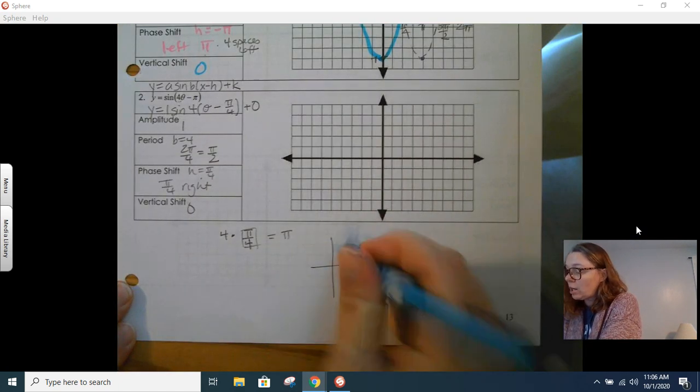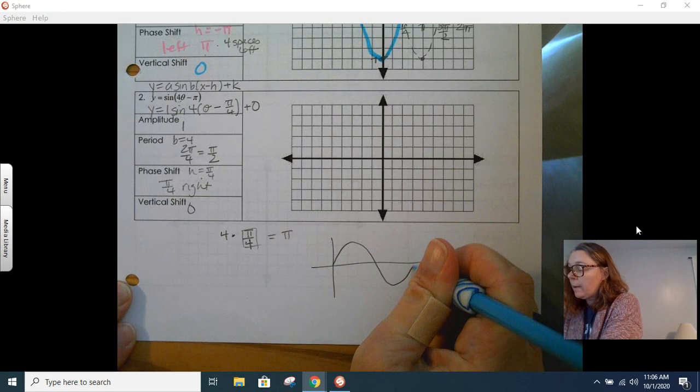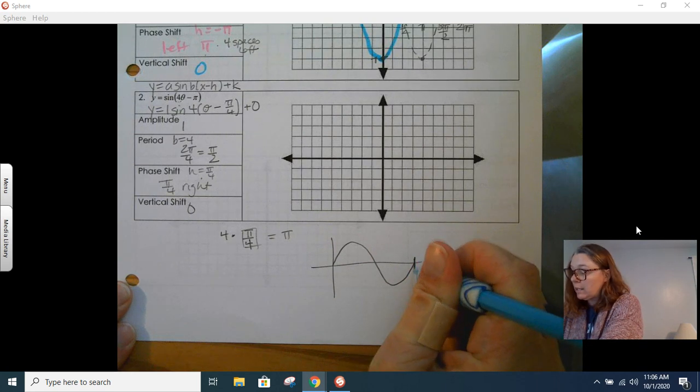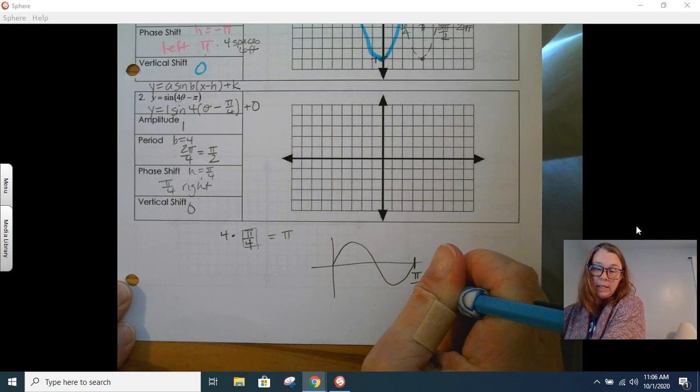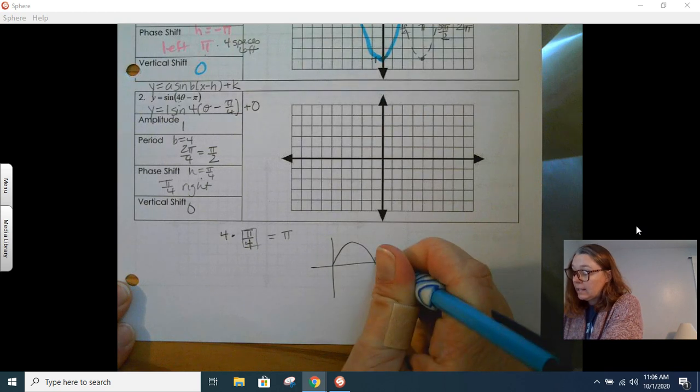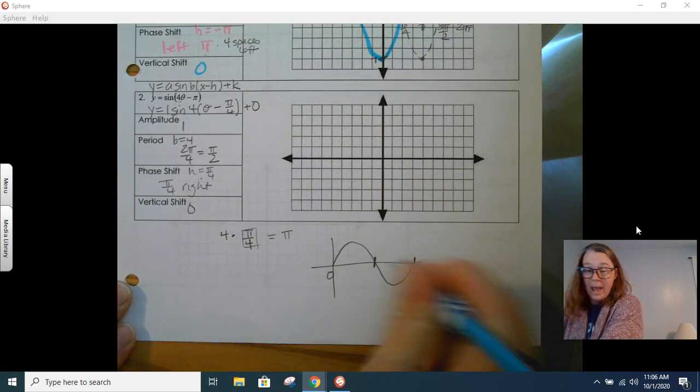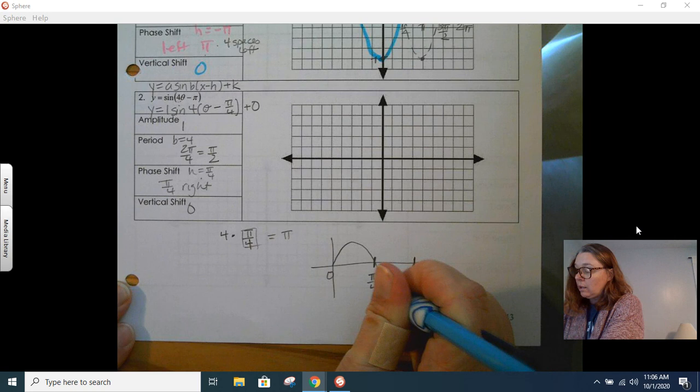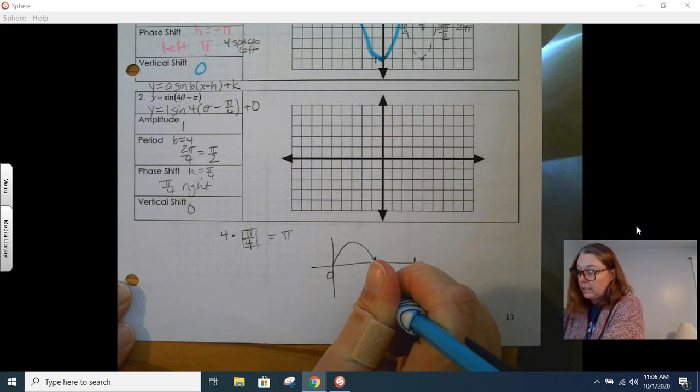So I'm going to resketch a plain empty sine, but my period is pi over 2. So it means it ends at pi over 2 instead of at 2 pi. And that means this is halfway. Halfway between 0 and a half pi is a quarter pi. Halfway between 0 and a quarter is an eighth.